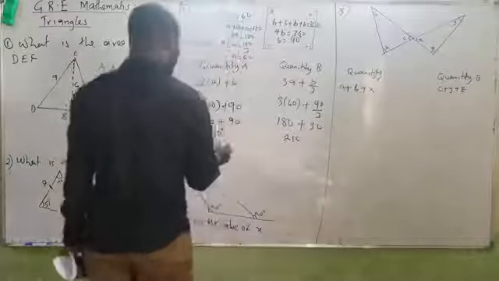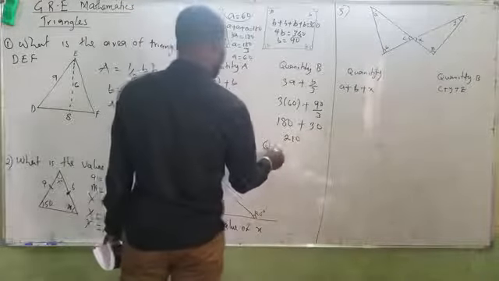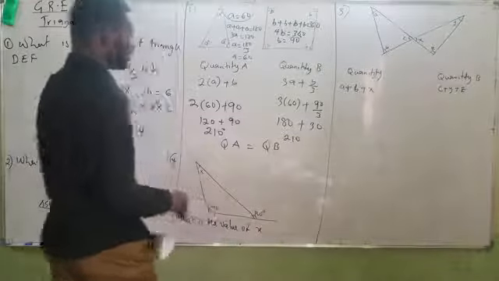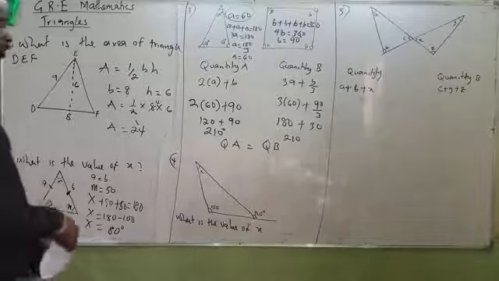It means quantity A is equals to quantity B. That is the meaning. On the option, it will be C.